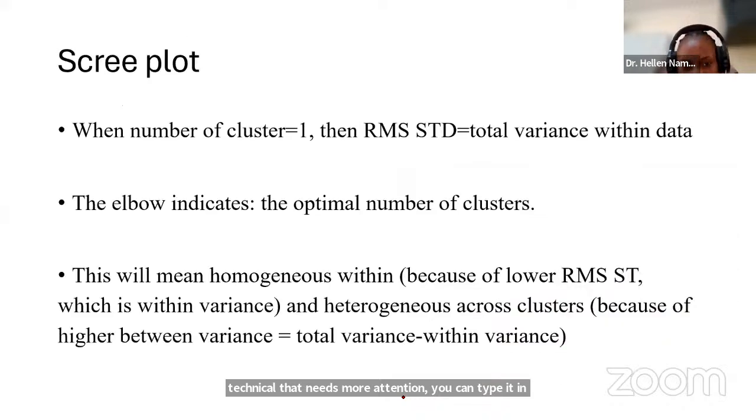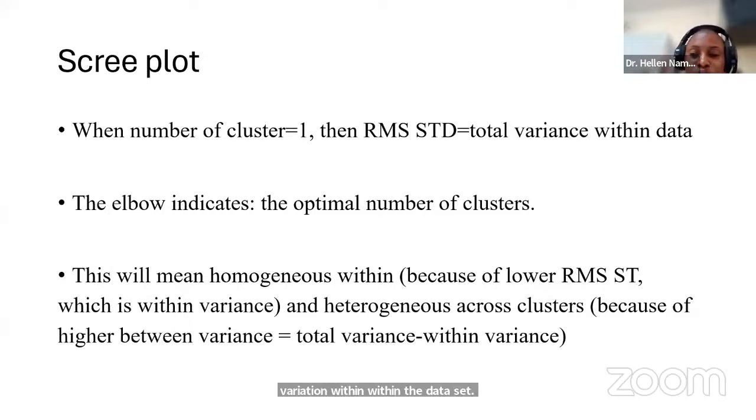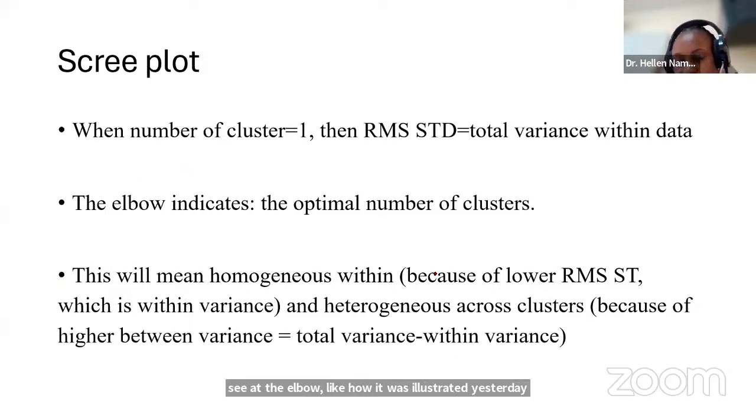This one I've just explained about the scree plot. I'm still building on from what was shared. Whenever the number of clusters is 1, in that particular case, we have the total variance within the data set. I've just mentioned that where we see the elbow, like how it was illustrated yesterday, that gives us the optimal number of clusters that we need to group our variables of interest.